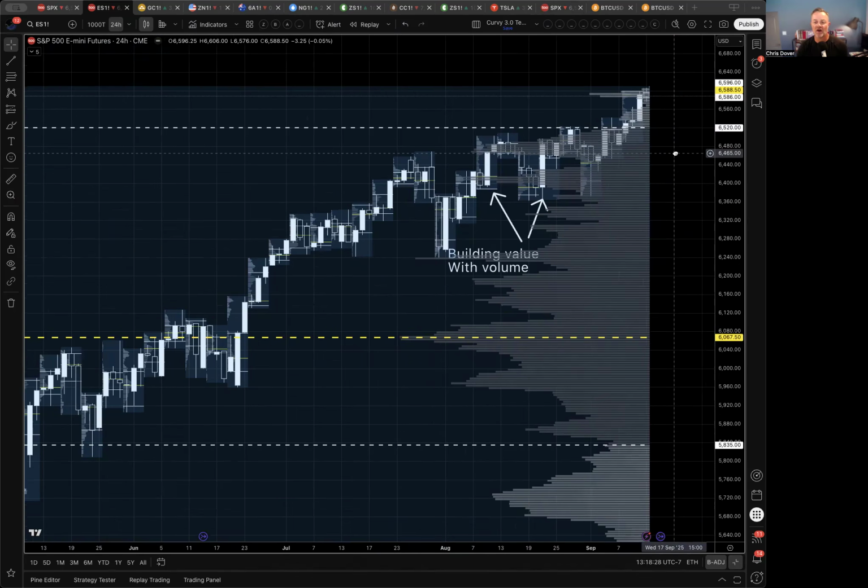Now, the top dotted line here is the value area high, and there's the value area low, this range. That represents 67% of all the volume for the year, and it's up in this range. And we are slightly above it right now.